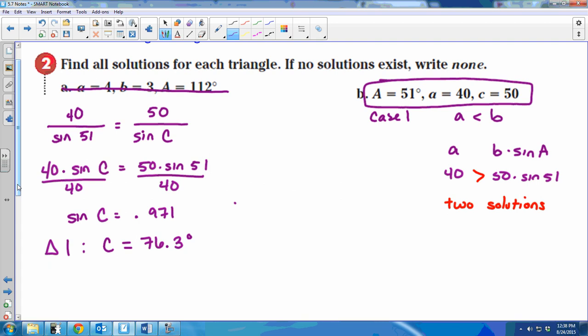Like I said, they end up being supplementary to each other. So all I'm going to do for triangle 2 is take 180 degrees and subtract 76.3. And so angle C for triangle 2 is 103.7 degrees. Okay, again, back in that picture, one triangle has an obtuse angle, one triangle has an acute angle. That's the same letter, right? So they end up being supplementary, so we subtract from 180 to find that other one. So here we have an angle C that's acute and an angle C that's obtuse.